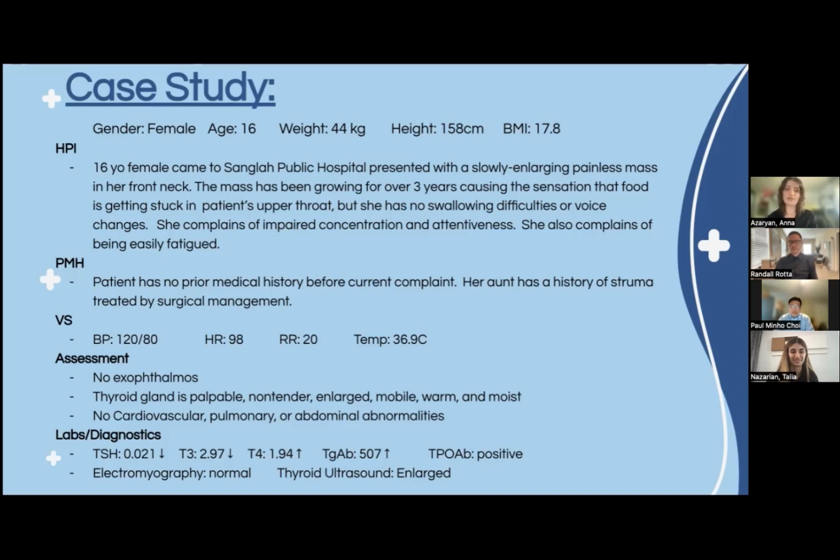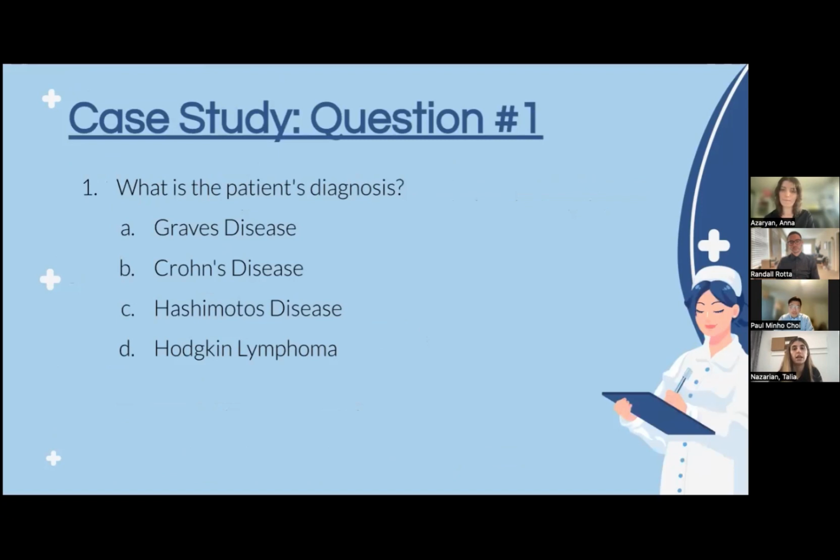The thyroid gland was palpable, non-tender, enlarged, mobile, warm, and moist. She had no cardiovascular, pulmonary, or abdominal abnormalities. Her TSH and T3 level were under the normal range, and her T4 and TGAB were a little increased. Her thyroid peroxidase antibody came back as positive, and the electromyography came back as normal. And whenever they did the thyroid ultrasound, it came back as enlarged. Now we're going to get on to the questions.